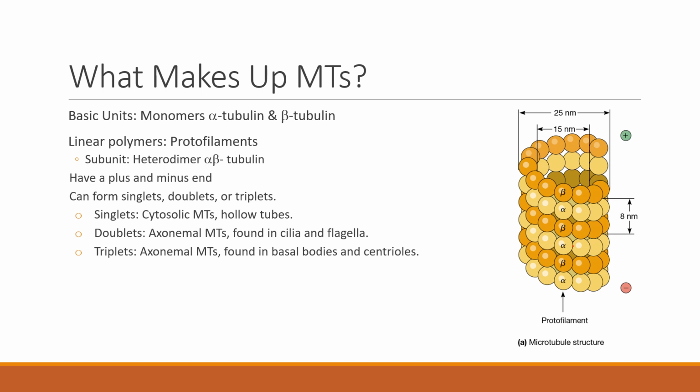These monomers come together and form a heterodimer known as alpha-beta tubulin, which then comes together and forms a linear polymer known as protofilaments. Microtubules have a plus and a minus end, making them a polarized structure, and microtubules can form by themselves, in which case they are known as singlets, or they can form in groups, which are then named doublets and triplets depending on how many microtubules are attached to each other.